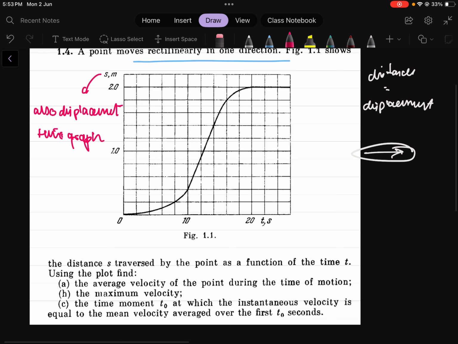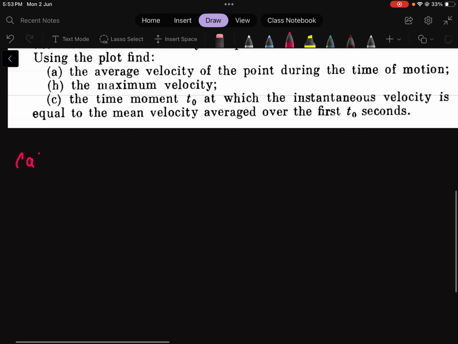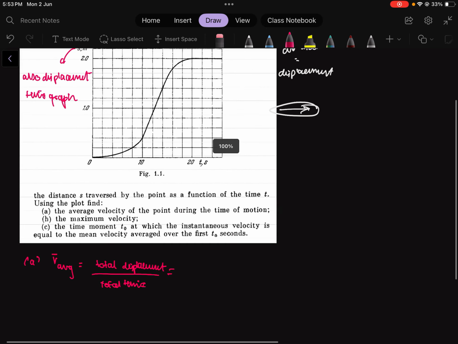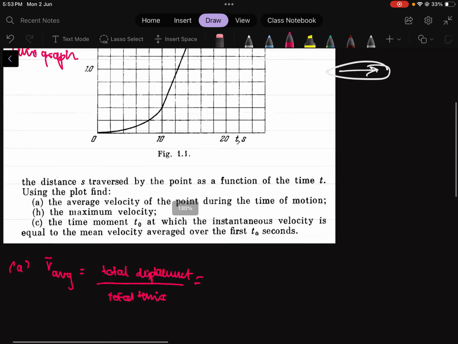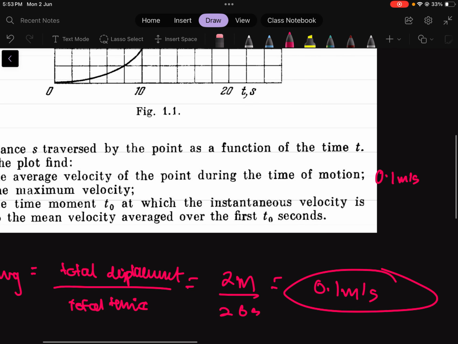So for the first part, we need to find the average velocity of the point during the time of motion. As has been discussed earlier in a lot of videos, V average is nothing but total displacement vector, right? Total displacement by total time. Now, total displacement in this case is nothing but total distance as we discussed earlier, which is nothing but 2 meters, and total time is 20 seconds. So this is 0.1 meters per second. So the answer to part A will be 0.1 meters per second.